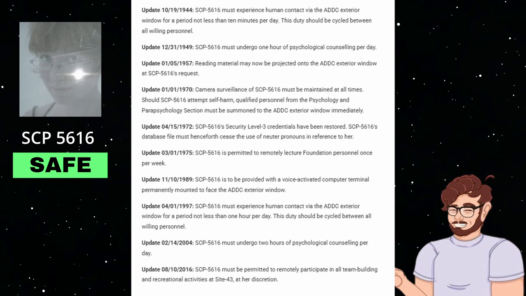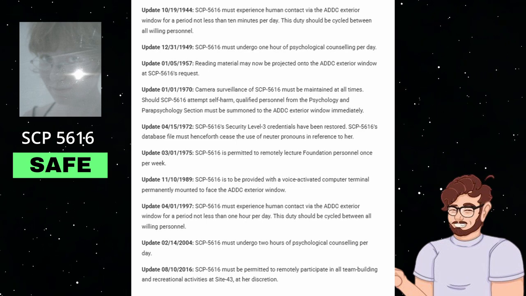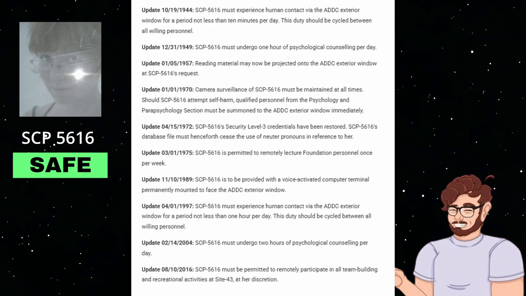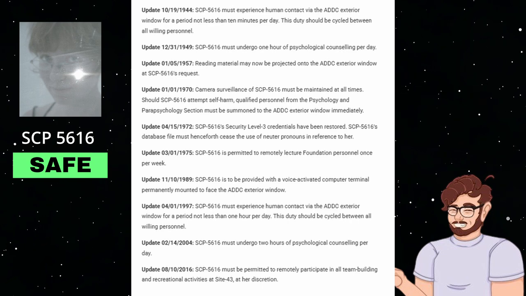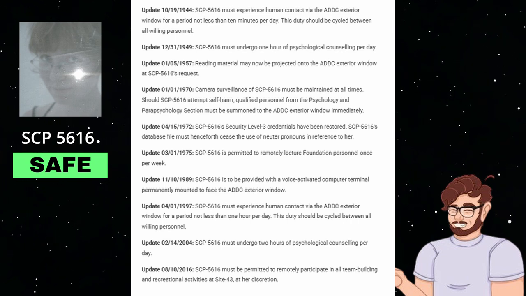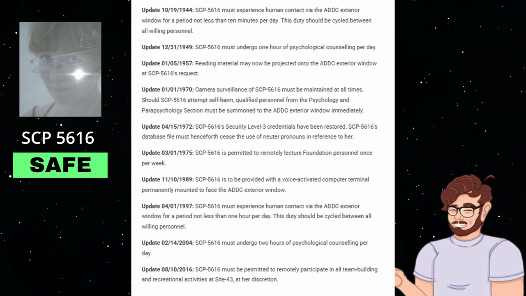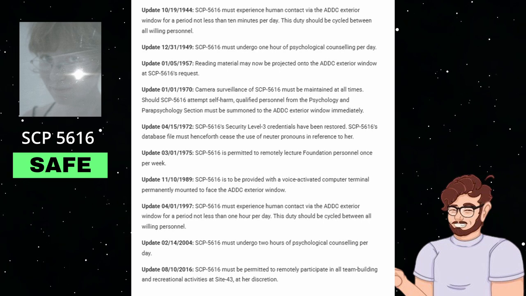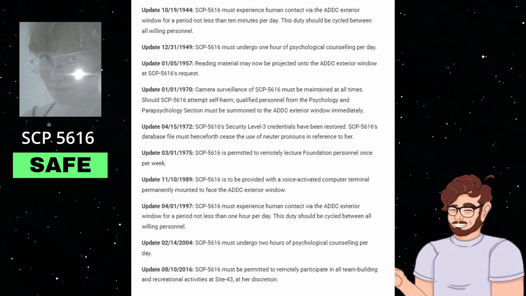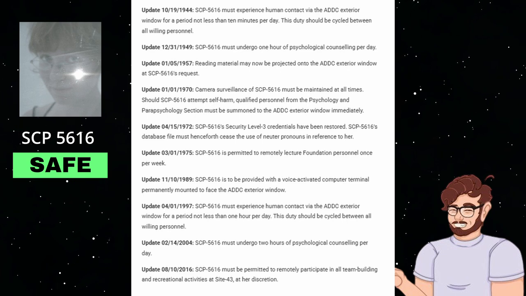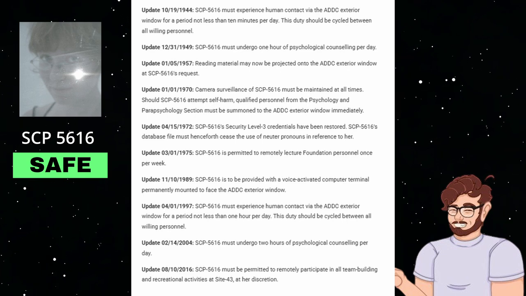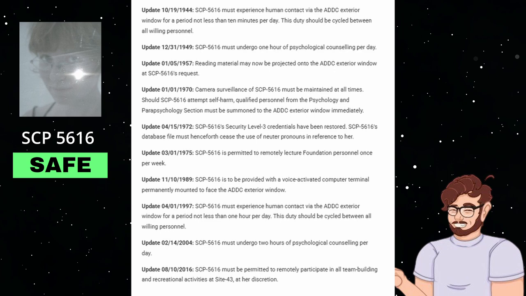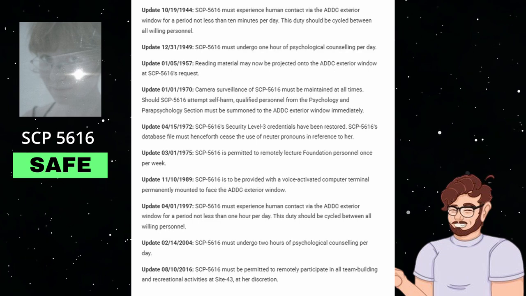5616 is to be provided with a voice-activated computer terminal permanently mounted to the face of the ADDC exterior window. 5616 must experience human contact via the ADDC exterior window for a period not less than 1 hour per day. This duty should be cycled between all willing personnel. 5616 must undergo 2 hours of psychological counselling per day.